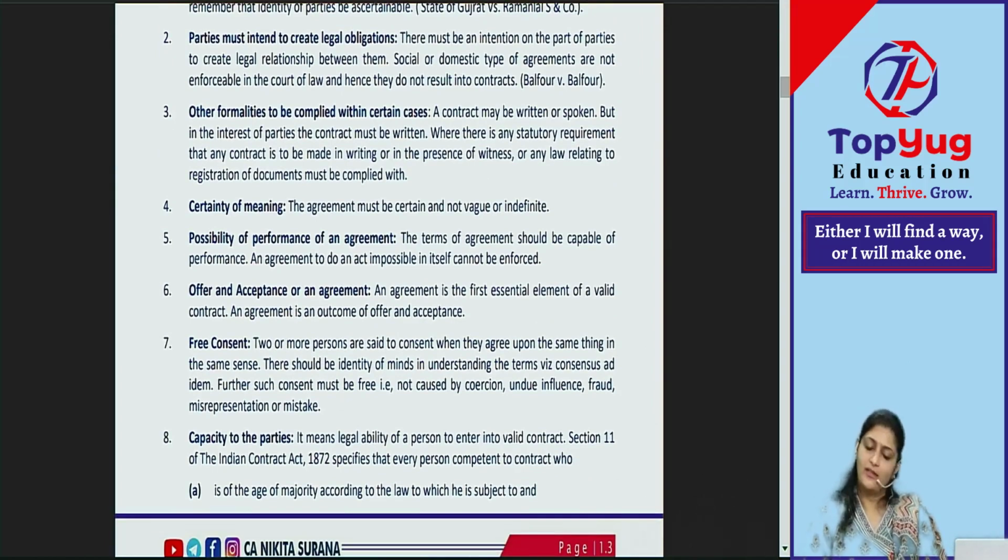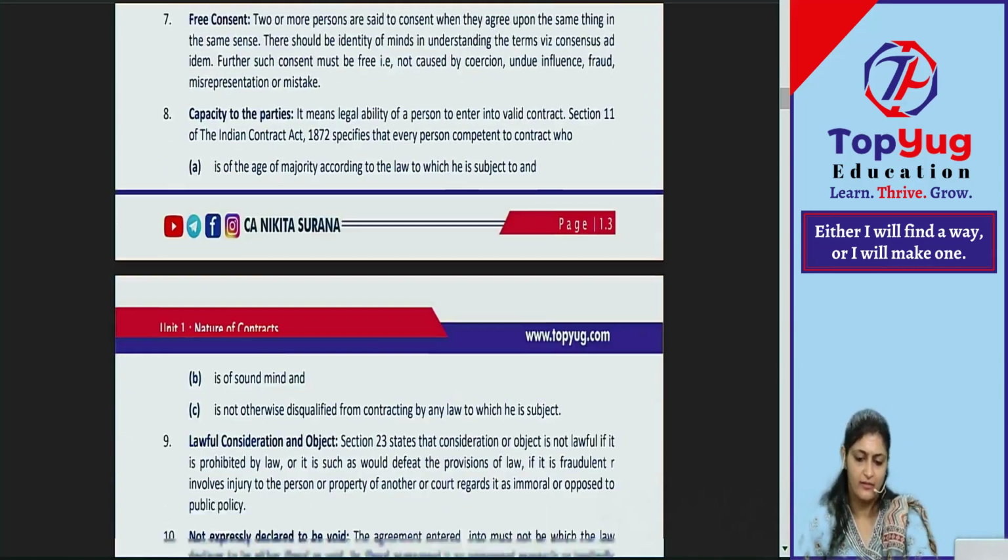Next, given under section 10: offer and acceptance, free consent, capacity to contract. Free consent? When are agreements not considered to be under free consent? When there is coercion, undue influence, fraud, misrepresentation and mistake. Okay, capacity to contract. Who are the parties who are capable of entering into contracts? Those who attain the age of majority, are of sound mind, and are not disqualified by law. Next, what is it?